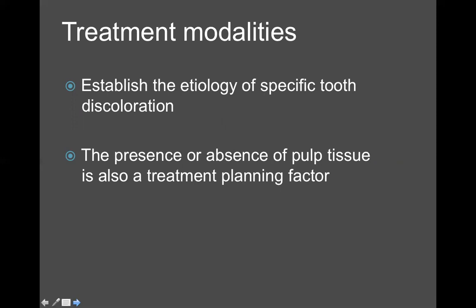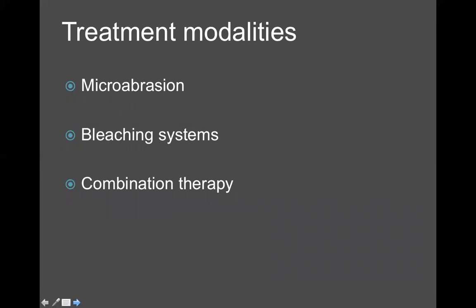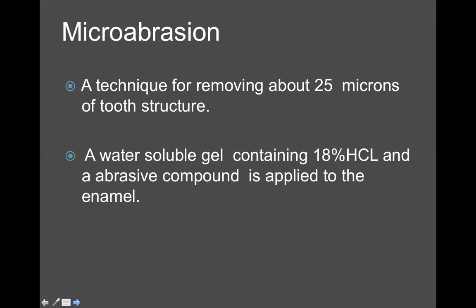The presence or absence of the pulp tissue is also another important factor in determining the type of the bleaching procedure that could be applied. So the treatment modalities are broadly classified as microabrasion, bleaching, and a combination therapy. Microabrasion is a technique of removing very small amounts of tooth structure, amounting to only a loss of about 25 microns. A water-soluble gel containing 18% hydrochloric acid and an abrasive compound is applied onto the tooth.